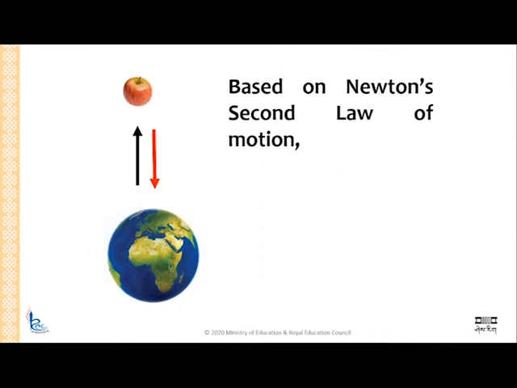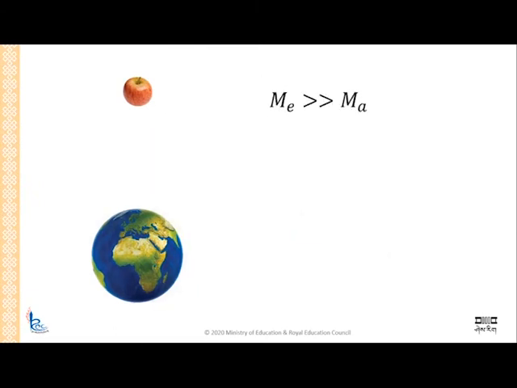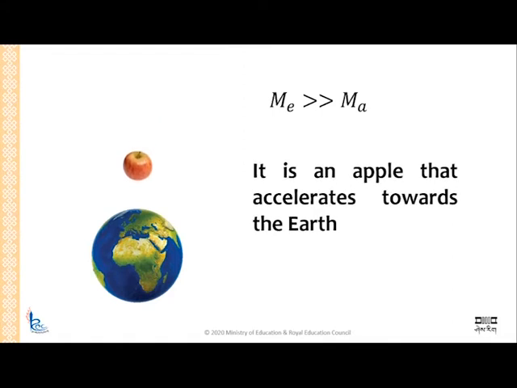So based on Newton's second law of motion, we have F is equal to ma, and rearranging the equation, we get a is equal to F over m. And here, the relation states that if an object has more mass, it will have lesser acceleration. So therefore, since the mass of the Earth is much larger than the mass of an apple, it is the apple that accelerates towards the Earth.